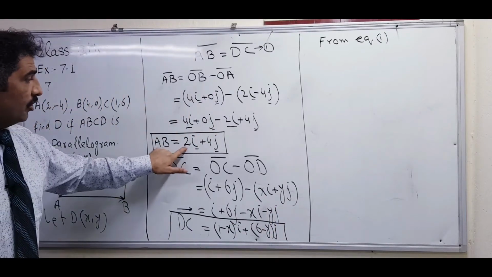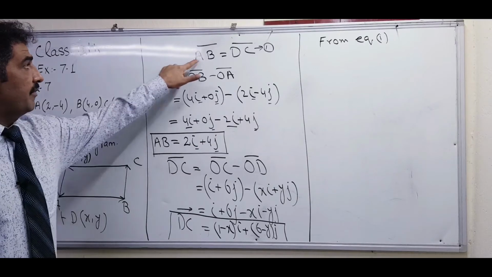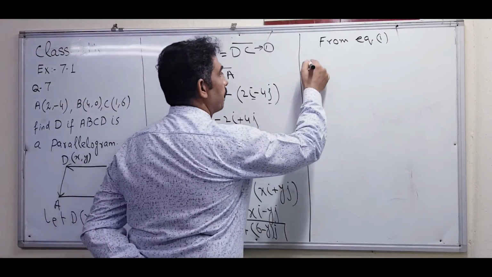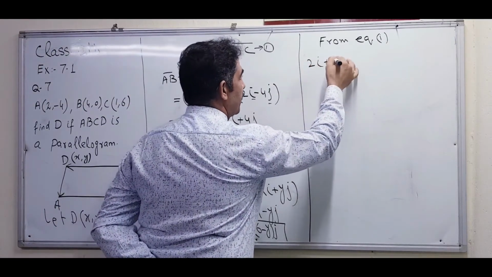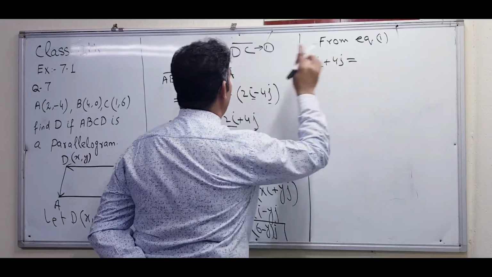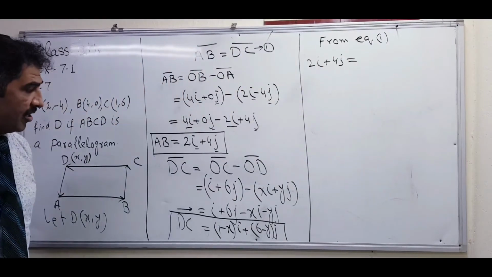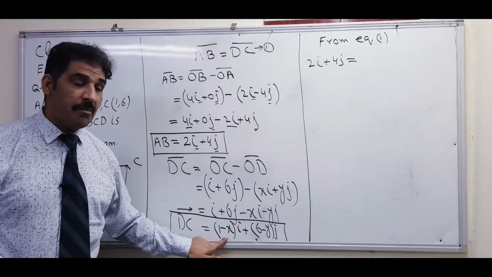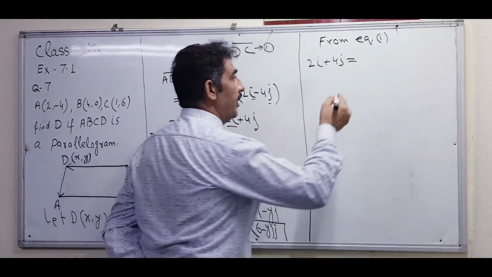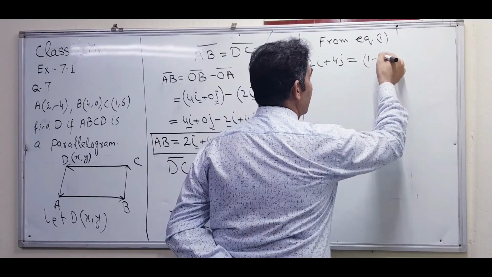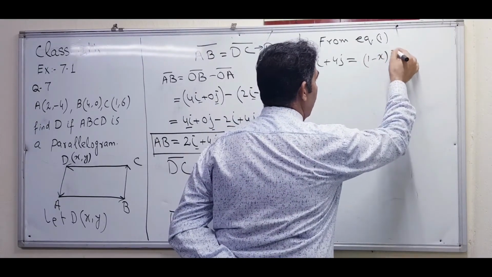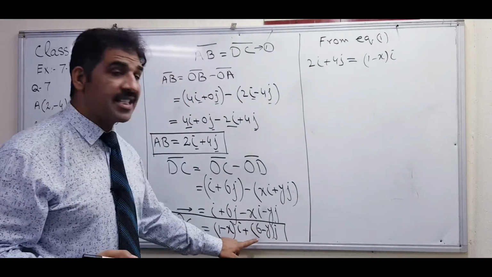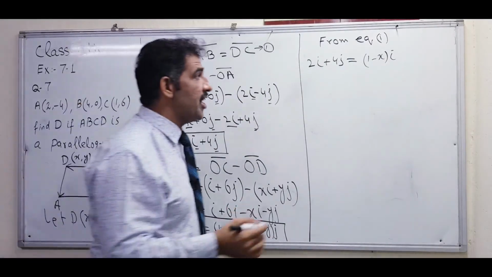So AB is equal to 2i plus 4j. First we write AB, 2i plus 4j. After that the equal sign. Then DC, what is the value of DC? We found 1 minus x into i plus 6 minus y into j.